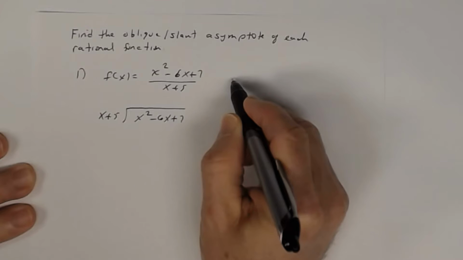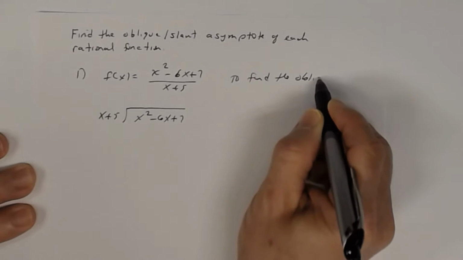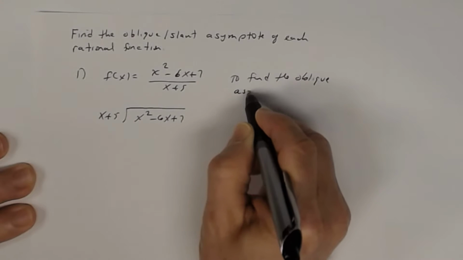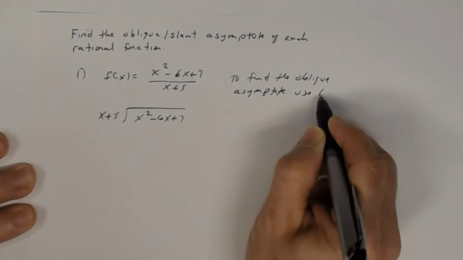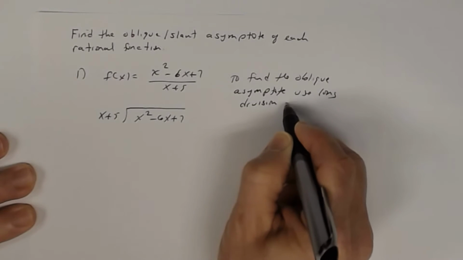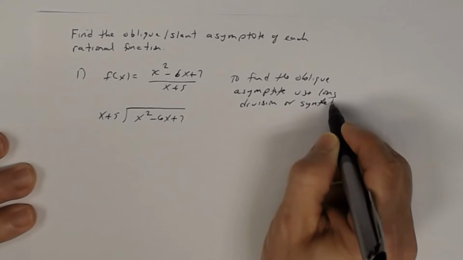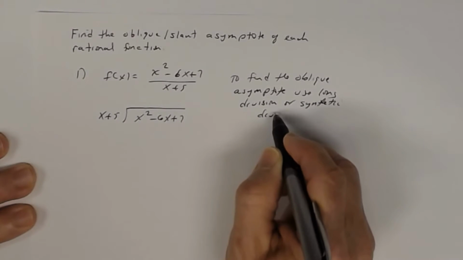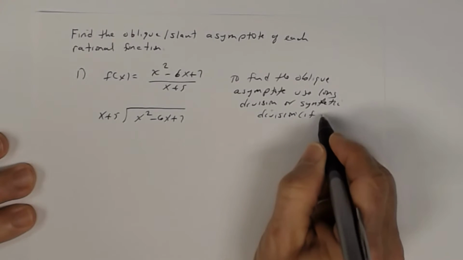So remember, to find the oblique asymptote, use long division, or you can use synthetic division if it applies. Synthetic division if it applies, okay?